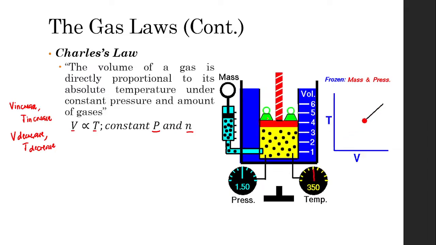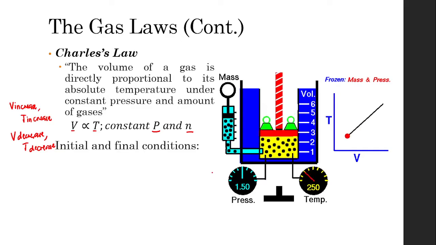And if we look at this moving picture right here, you can see that as your volume decreases, your temperature also decreases. But if your volume increases, your temperature also increases. So it has a relationship that is basically x equals y. If I increase my temperature, my volume also increases. If I decrease my temperature, my volume also decreases. This is Charles' law. And similar with Boyle's law, we can create a condition where we have initial and final conditions.